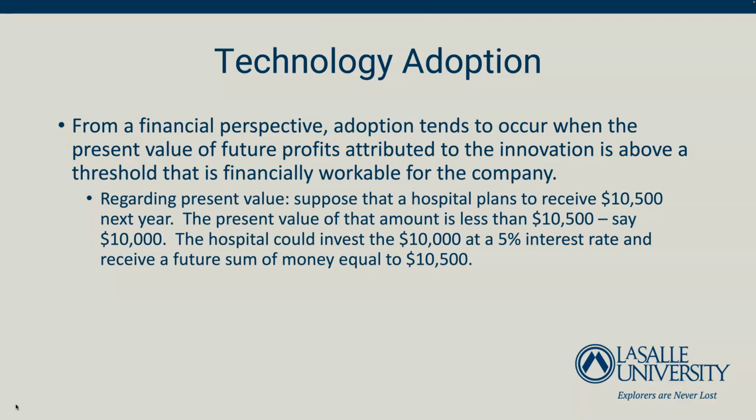And regarding that term, present value, suppose that a hospital plans to receive $10,500 next year. The present value of that amount right now is less than $10,500. Let's say it's $10,000. So the hospital could invest $10,000 now at a 5% interest rate and receive a future sum of money that is equal to $10,500. And so in essence, we're talking about present value. We're discounting money that will be received in the future because we could use that money now, invest it, and receive the same amount in the future.